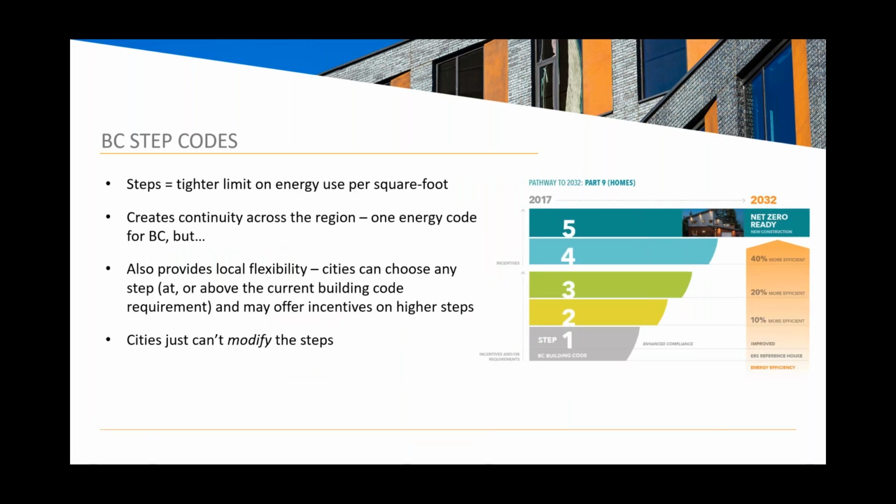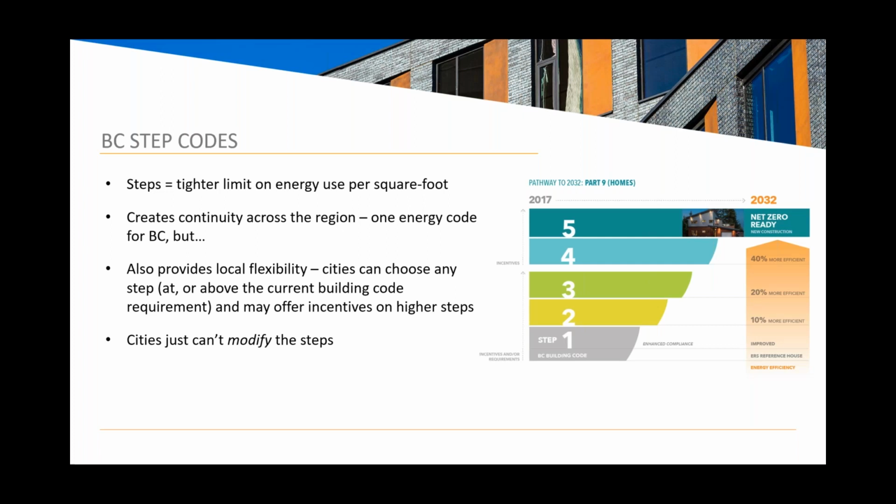So steps: incrementally tighter limits on energy use per square foot. The existence of a code that's formatted this way is valuable and a well-built regulation for users like builders and architects, because this creates continuity across regions. So one energy code for British Columbia, but at the same time, the way it's designed also creates local flexibility on a city by city level.